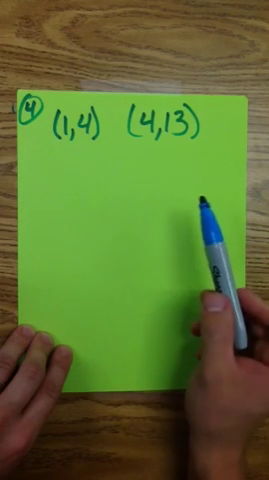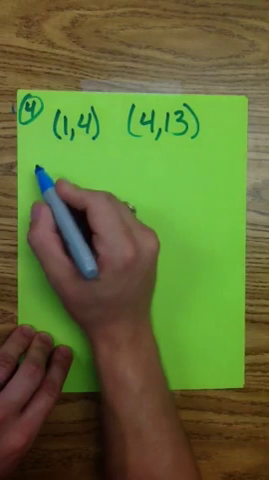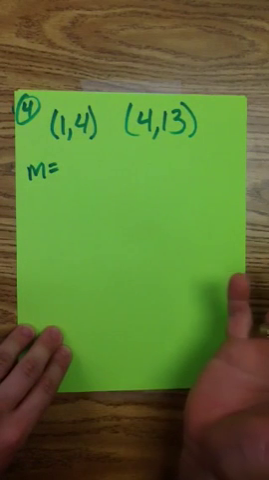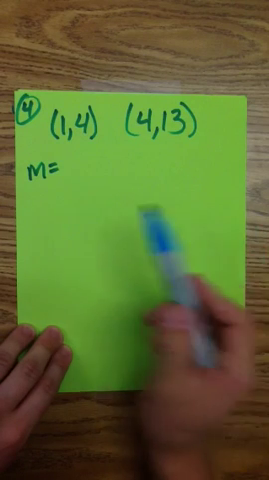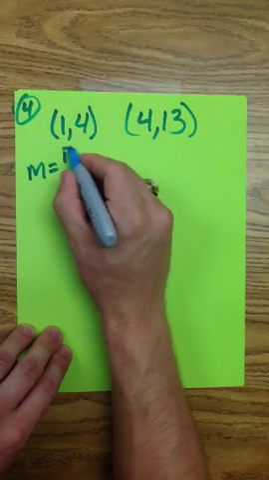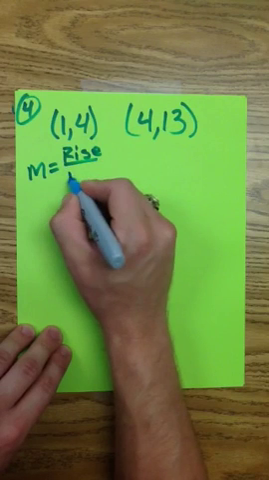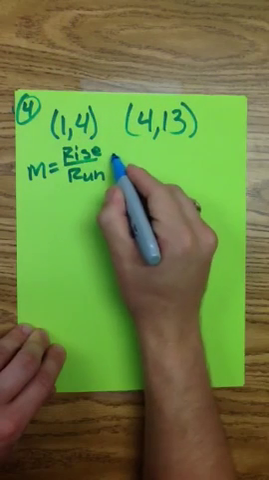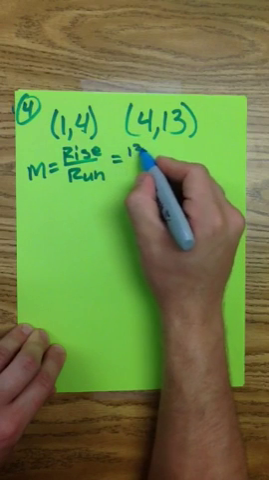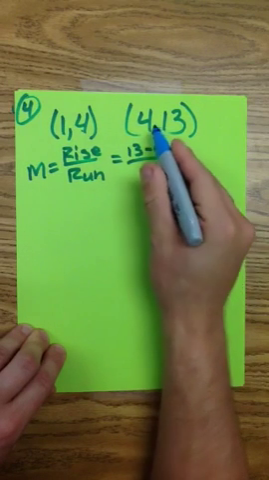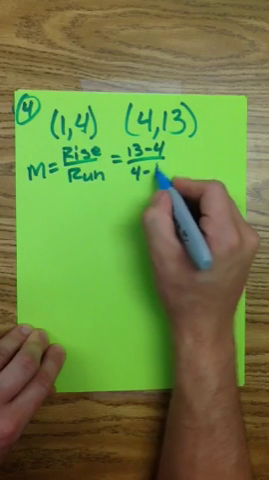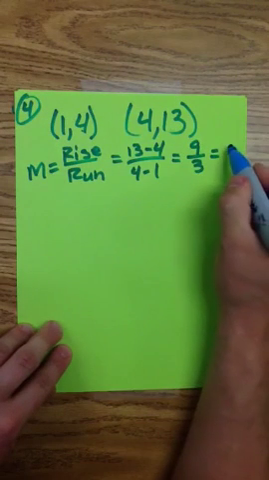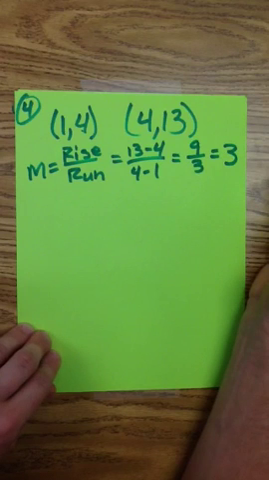They haven't given me a slope, but I have to find one. So that's the first step. I'm always going to find the slope first because it's required for every form that we're going to use. So the slope is always the rise over the run, which in this case would be 13 minus 4 over 4 minus 1, which would be 9 over 3, or just 3.